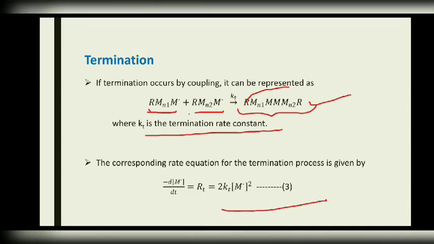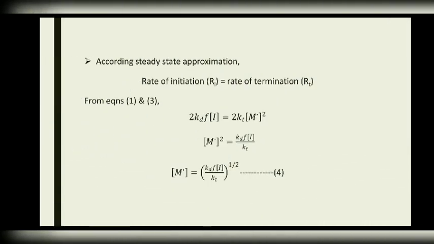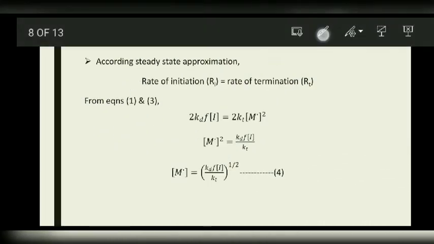Then what is next? So we have to combine these equations to get the final equation. So how to do that? With the help of steady state approximation, we can assume the rate of initiation will be equal to the rate of termination, that is Ri will be equal to Rt. Ri is equation number 1, Rt is equation number 3. So we are equating 1 and 3.